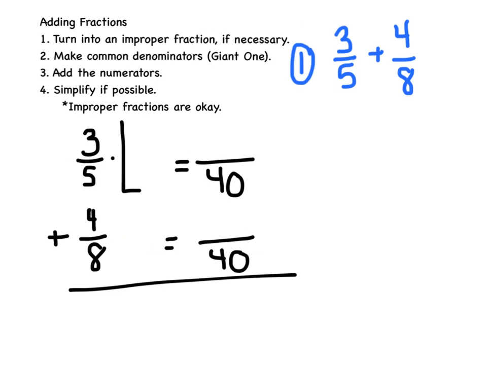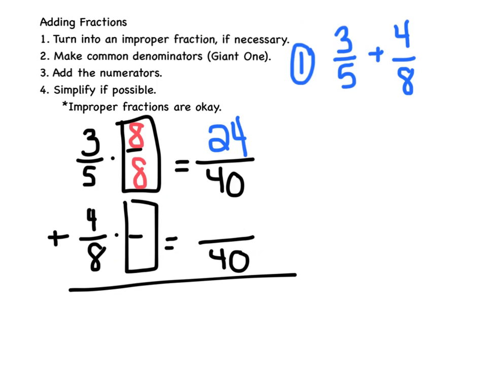Okay, this is where the giant 1 comes in, and you guys may have seen this last year. All right, we're thinking of what number do I have to multiply this 5 by to get an answer of 40? So 5 times 8 is 40, and I have to multiply the top by the same number as the bottom in order to keep the fraction as the same amount. So now I have 3 times 8 is 24. And now I look down here and say, okay, what did I have to multiply this 8 by to get 40? Had to do times 5.